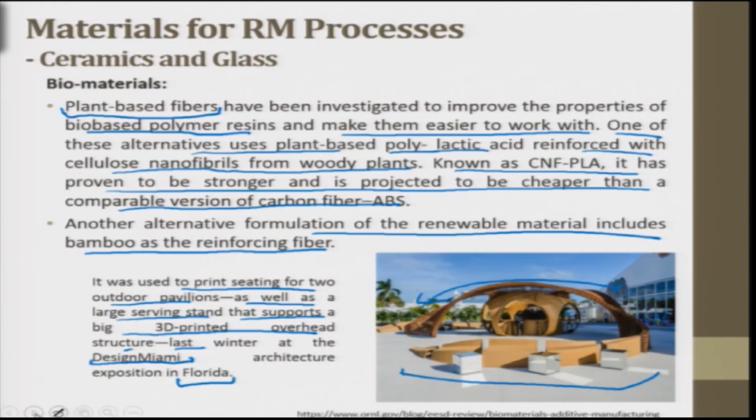There are many materials which are still coming and which are available in the market. So, these were some of the common materials which are being used in additive manufacturing or rapid manufacturing processes.